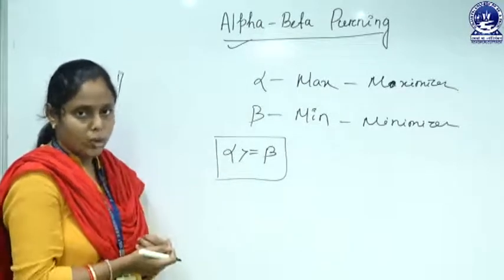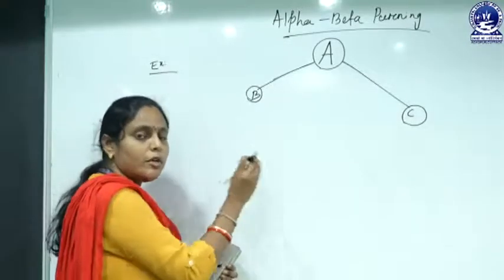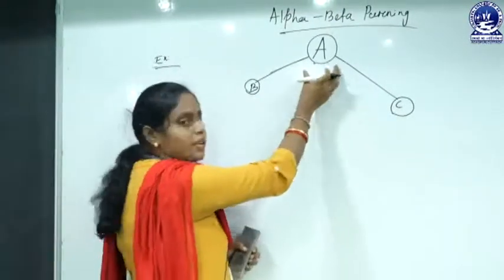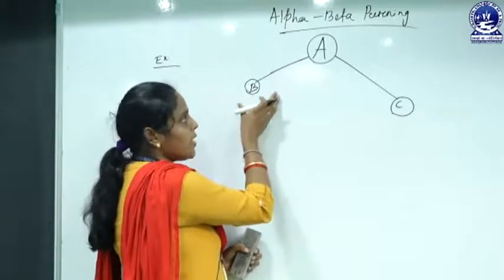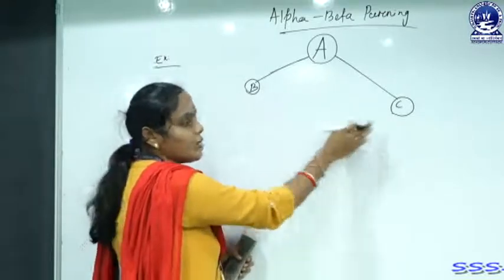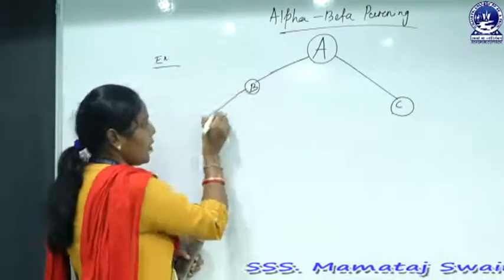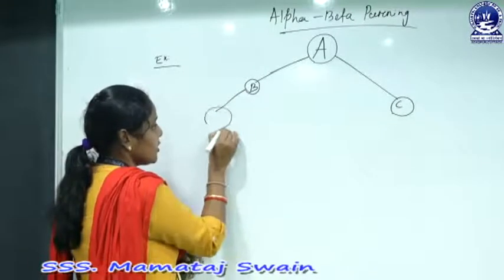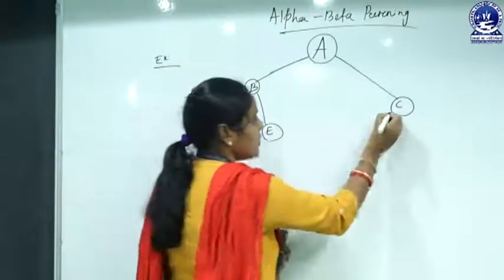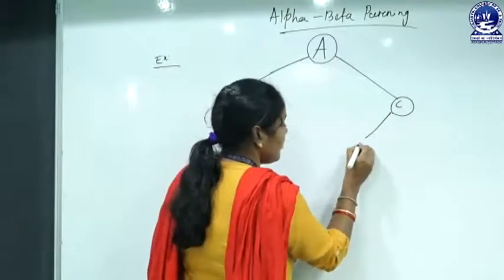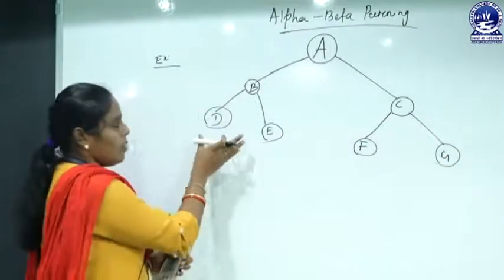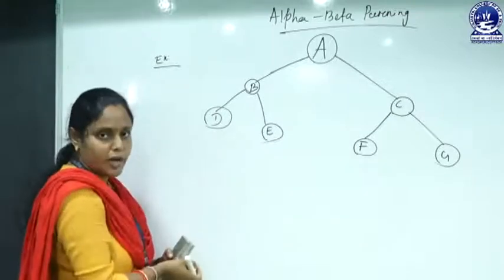Take one example. In this example, first of all we have to take one game tree. Here A is the initial node. From A there are two successors, one is B, another one is C. From node B I am taking another two successors, that is D and then E. From C there are also two successors, that is F and G. Now from this I am taking the terminal nodes.